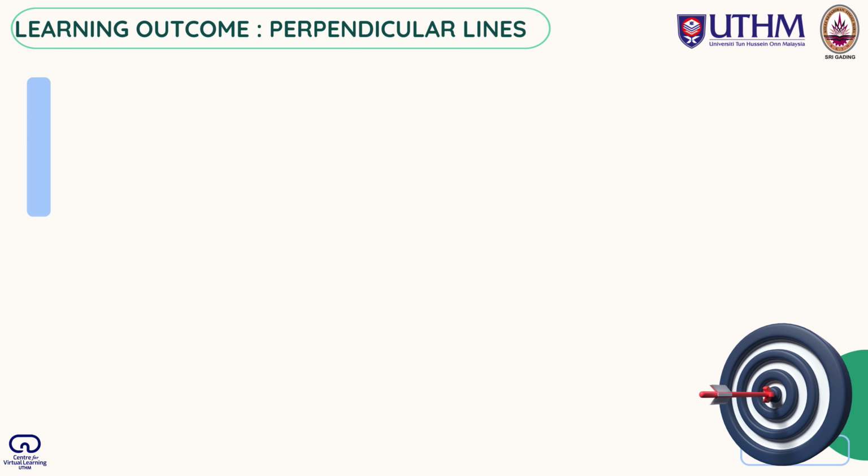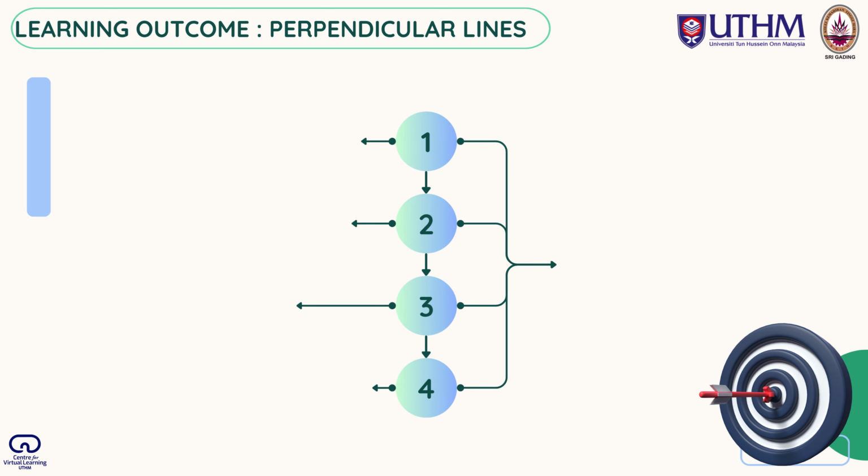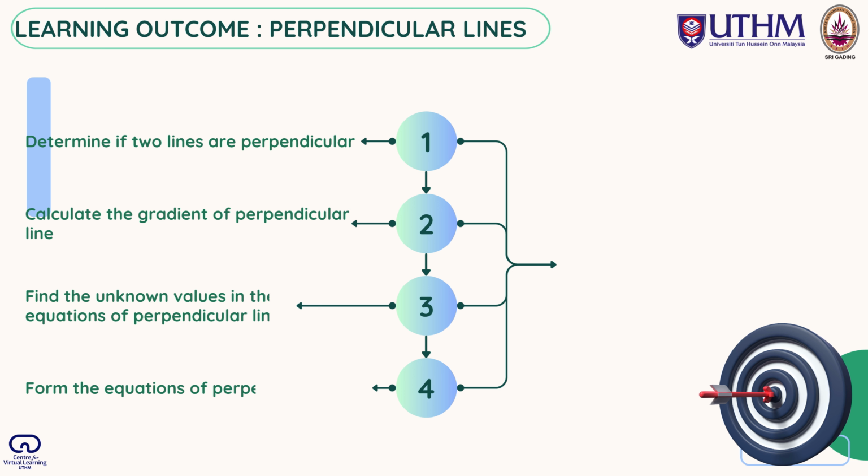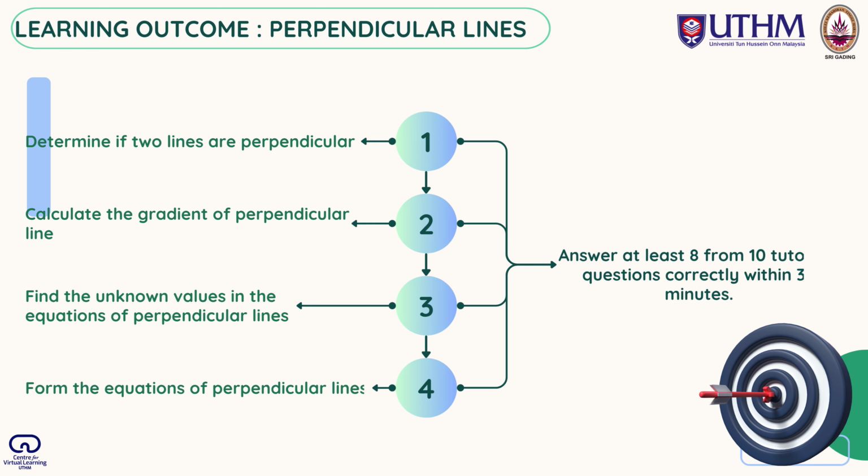Let's move on to perpendicular lines. By the end of this lesson, you should be able to: 1. Determine if two lines are perpendicular. 2. Calculate the gradient of a perpendicular line. 3. Find the unknown value in the equation. 4. Form the equation of perpendicular lines. And 5. Answer at least 8 out of 10 questions correctly in 30 minutes.